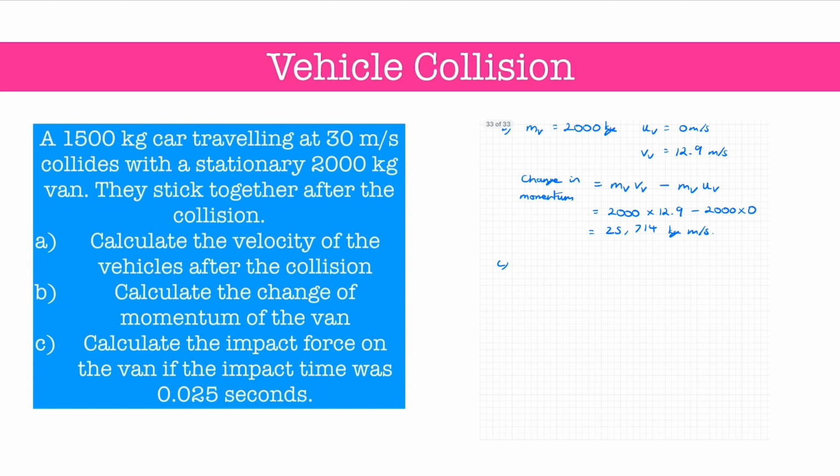Now for the final calculation, what is the force on the van? For this, we can use that force is equal to the rate of change of momentum. So essentially, change of momentum divided by the impact time. We take our answer to part B, and we're going to divide that by the impact time, which is 0.025 seconds. This gives us an impact force of 1,030,000 newtons, which again, I've rounded to 3 significant figures. This gives you an idea of the variety of problems that you can get on collisions and impacts.